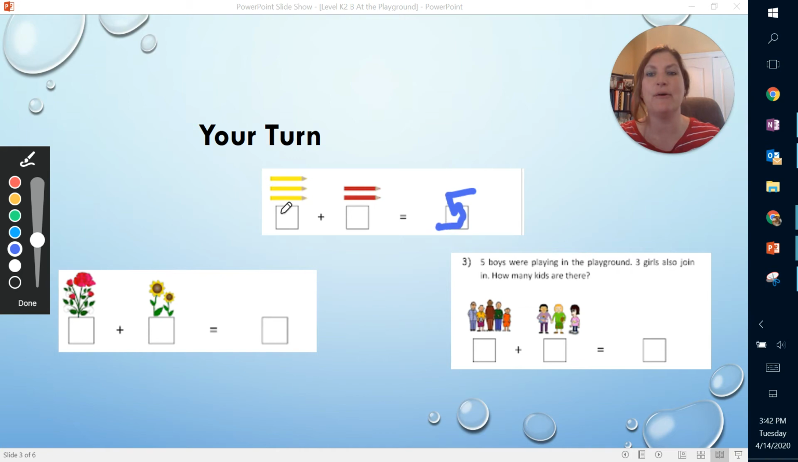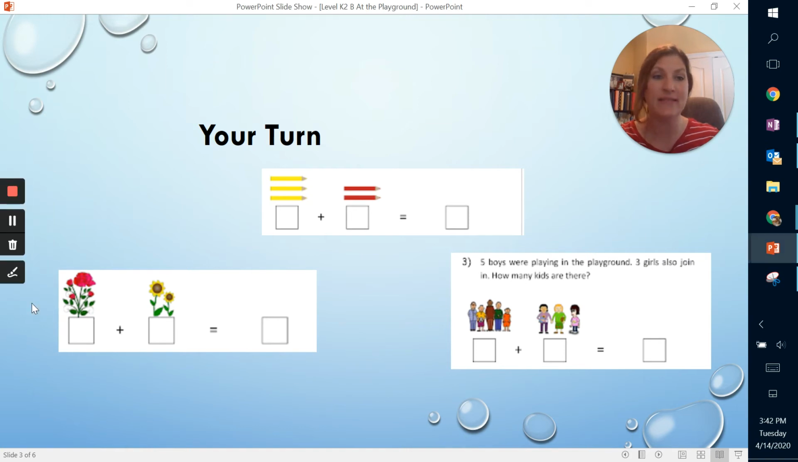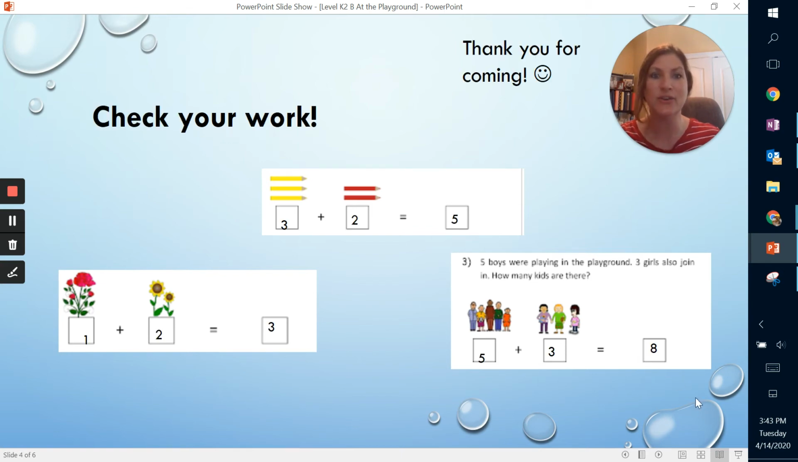Okay, now it's your turn. You have to go ahead and add the flowers and add the people down here. Okay, so pause the screen and complete those, and then you can unpause it and check your answers. All right, so there you go. Those are the correct answers.